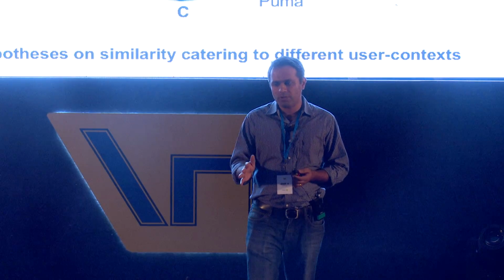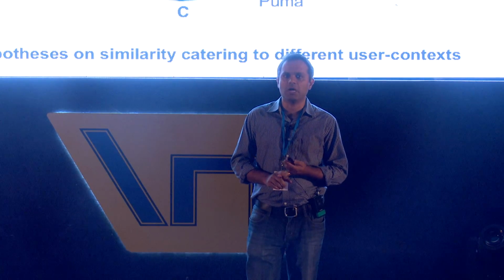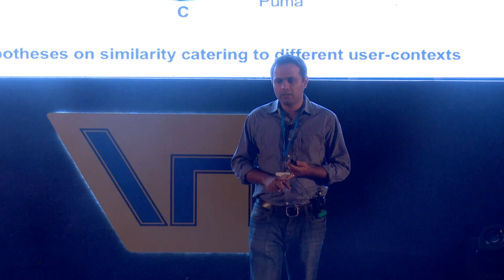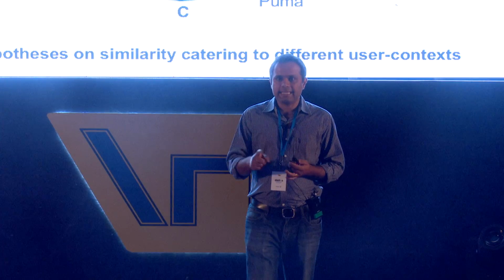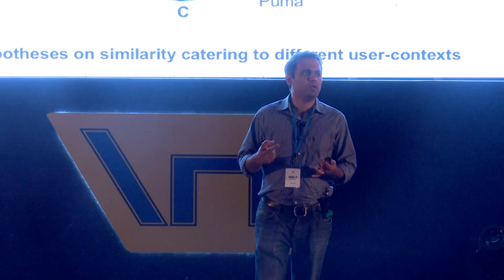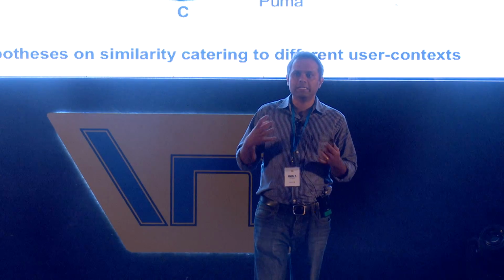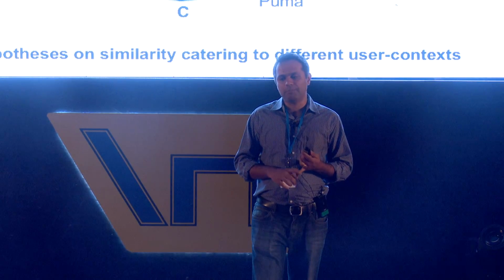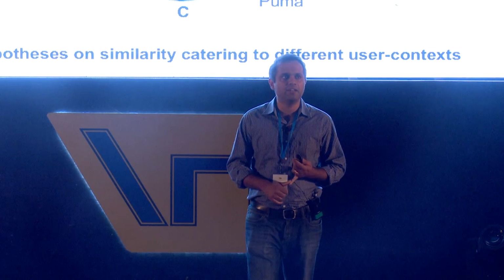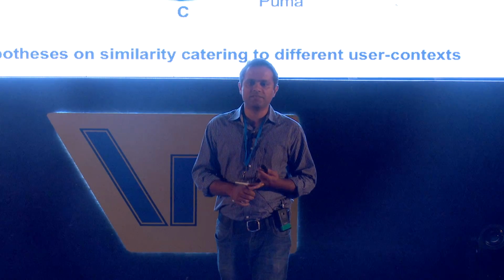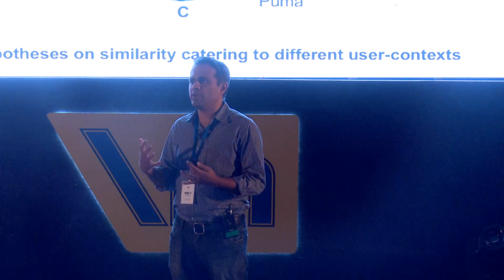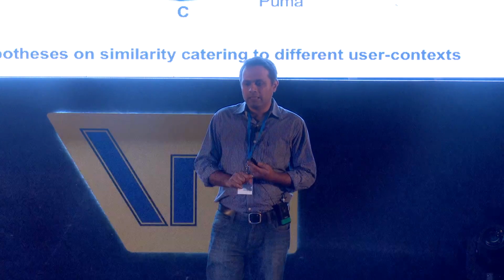Now, two points come out of this problem. One, product A may serve multiple contexts, right? A product can cater to multiple needs. Product A, for example, serves the running need of a person, or it probably serves the casual look and feel of a person.